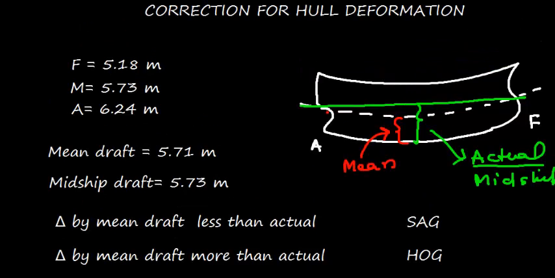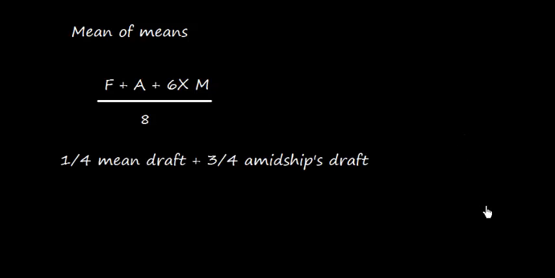So because of this deflection, we need to have some correction. And this correction can be obtained by taking the mean of means. Well, this formula is applicable for a ship-shape vessel. All we have to do is take the forward draft plus the aft draft plus 6 times the midship draft, divided by 8, and we get the draft. So here we can easily figure it out. This is 1/4 of the mean draft.